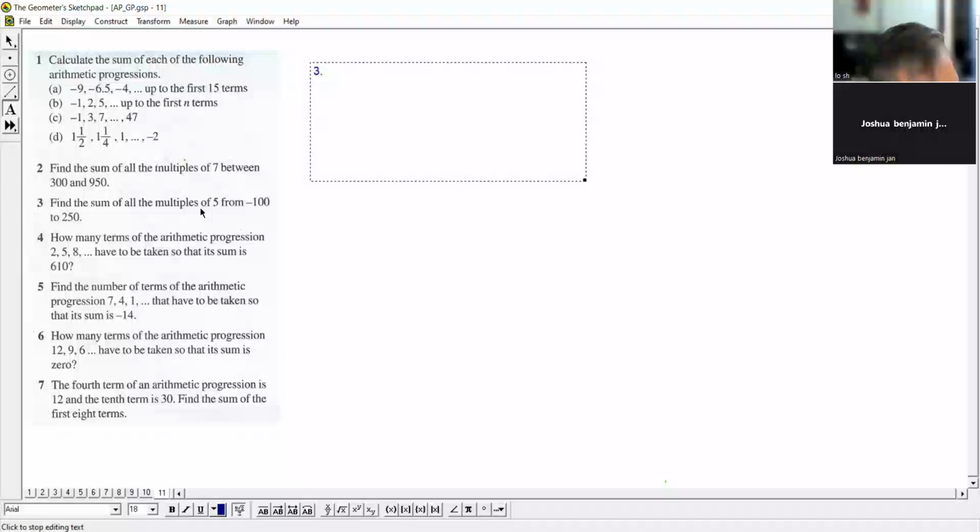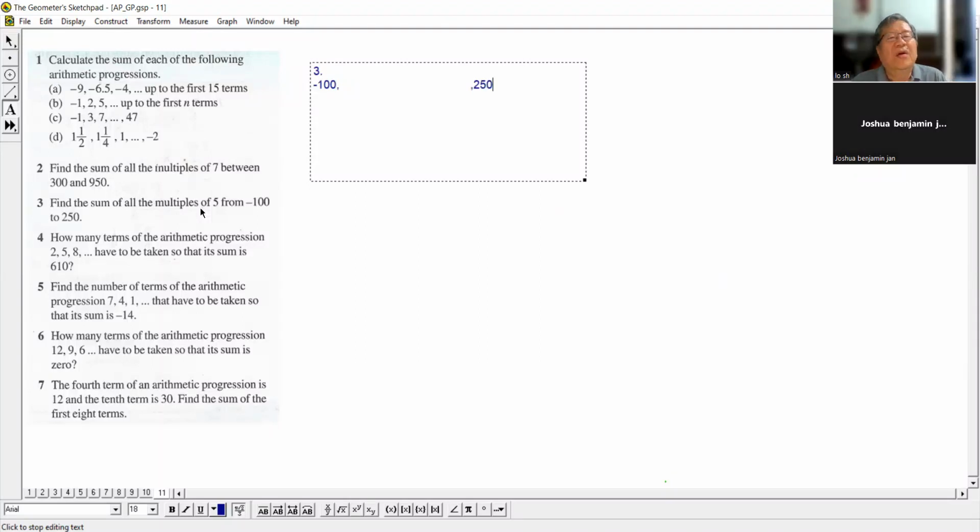Multiples of 5, they are numbers that can be divided by 5. That means they start from negative 100, negative 100. Then the last number is 250.